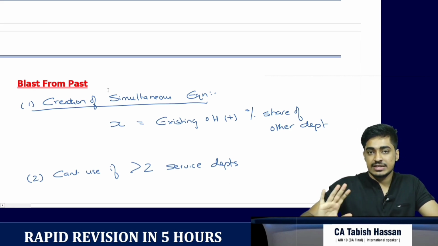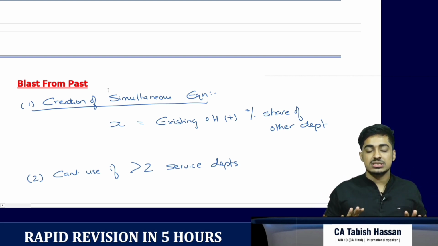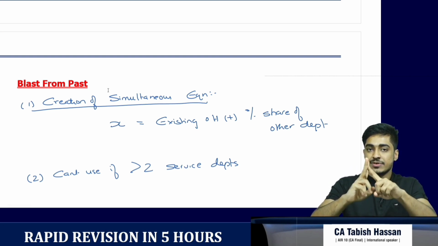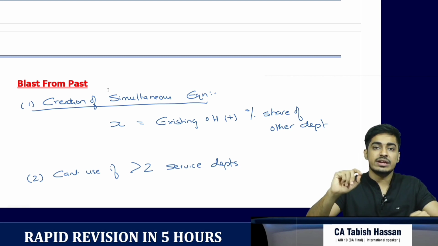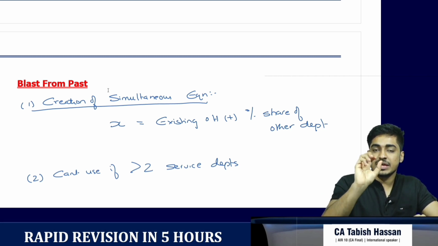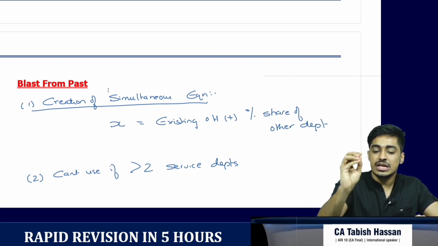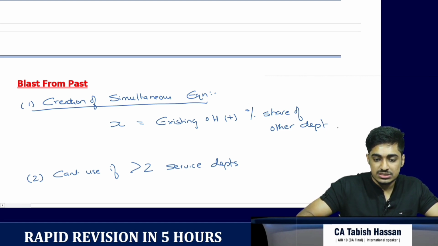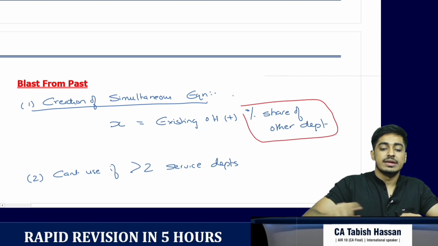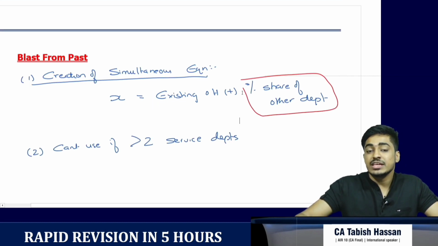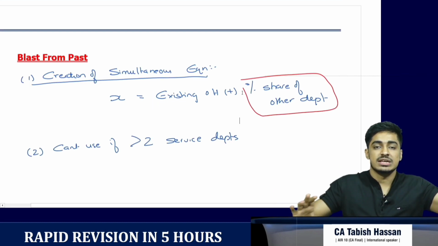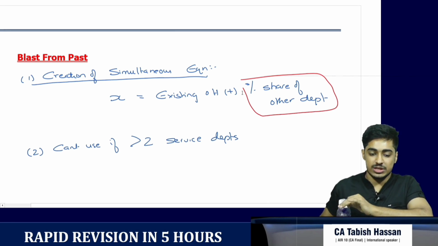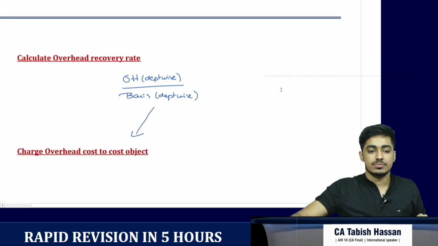And here, some things to be kept in mind. First is creation of simultaneous equation. Be very cautious. Take the variables as X and Y. X and Y are the total overhead. So it is overhead as per primary distribution, that is existing overhead, plus share of other department. Don't forget to include this. Okay. Next, we cannot use this method if we have more than 2 variables, because linear equations work only if you have 2 variables. Clear?